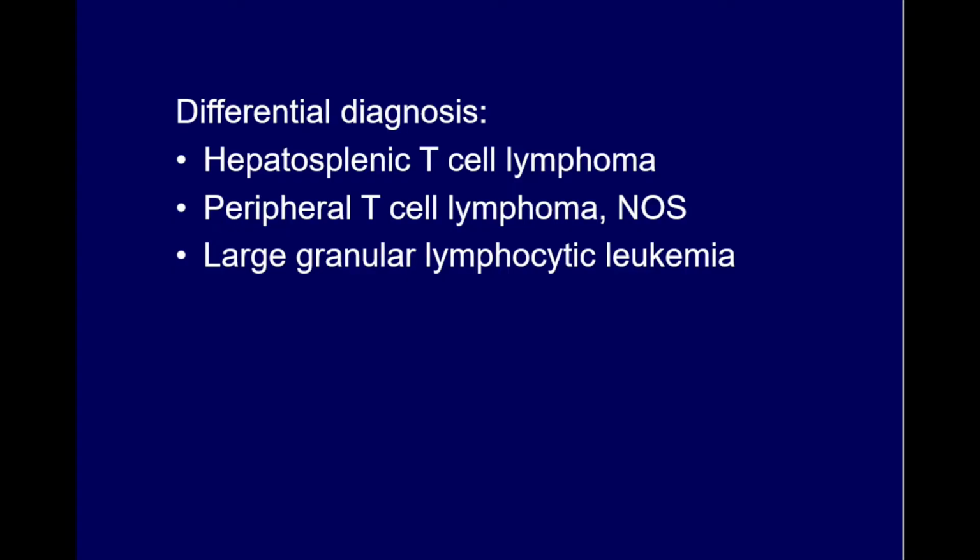CD7 is also positive in these cells. CD5 is completely negative. In general, hepatosplenic T-cell lymphoma is almost uniformly characteristically CD5 negative. So because we may be dealing with that entity, we have a few more stains to look at. CD8, which appears positive in this case, and CD4, which is negative.